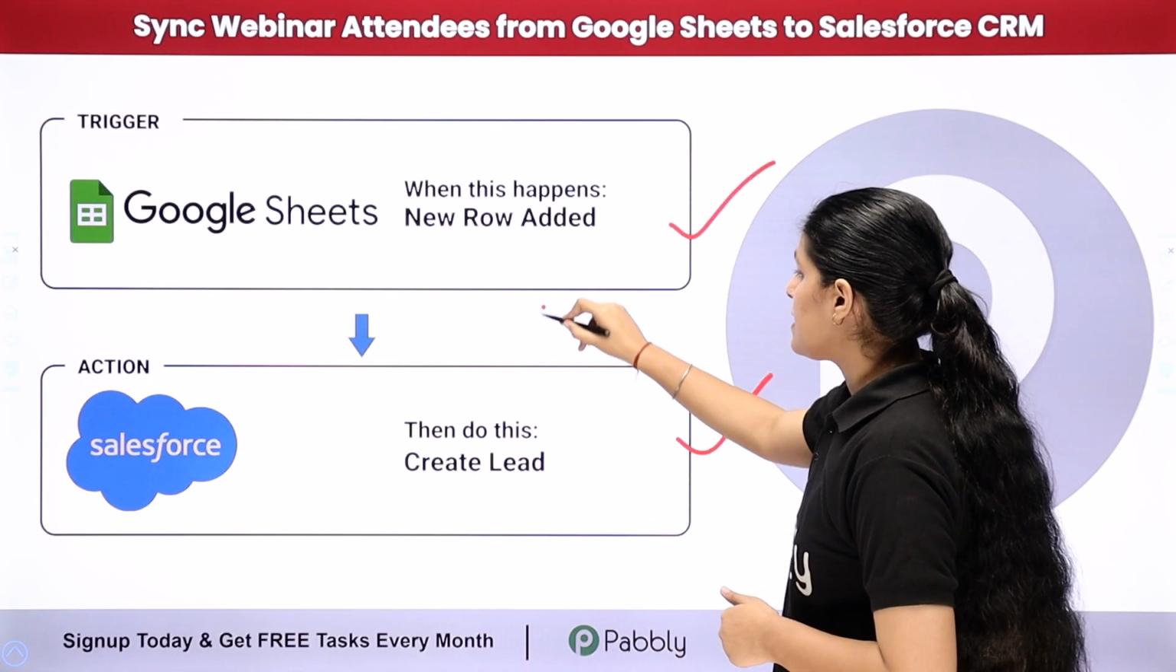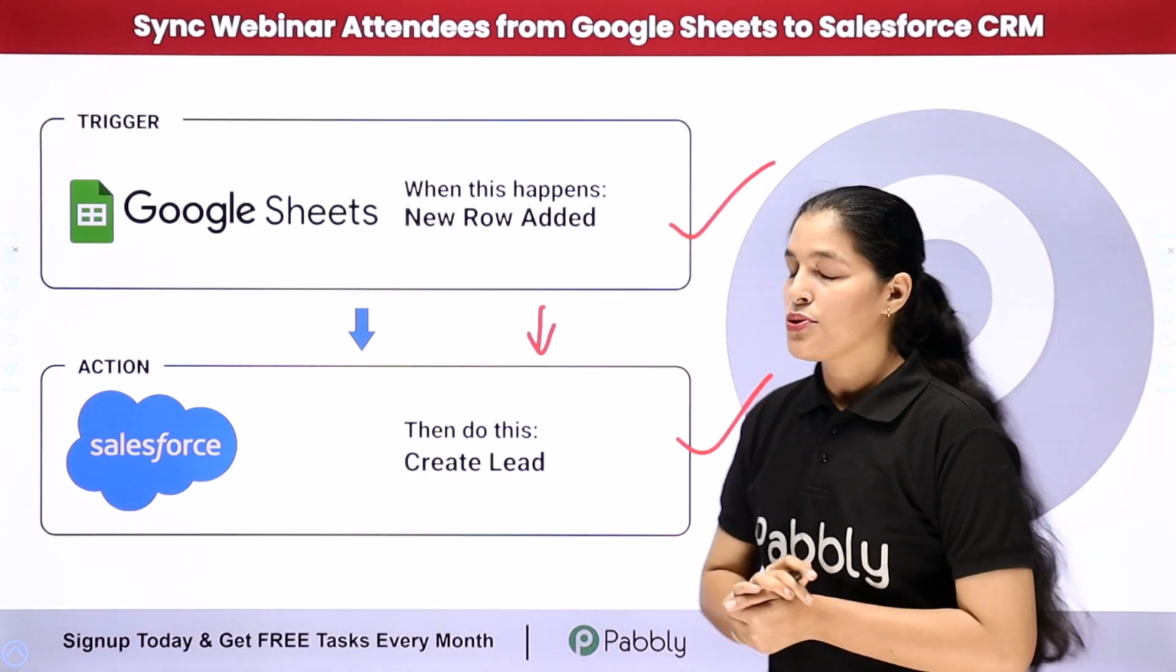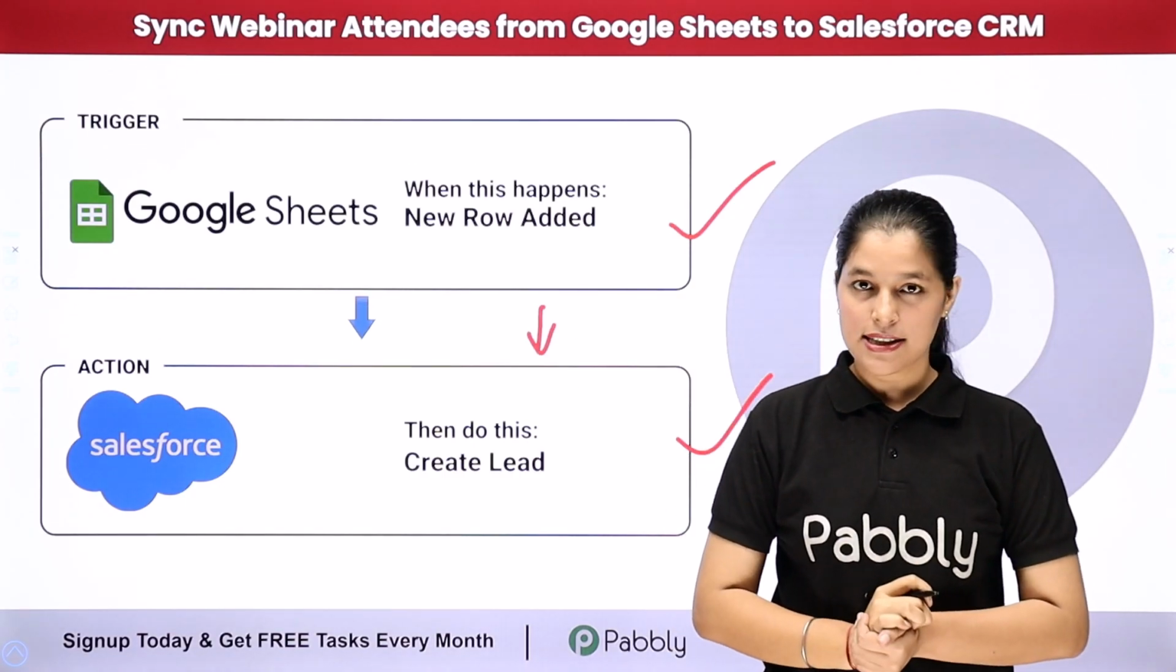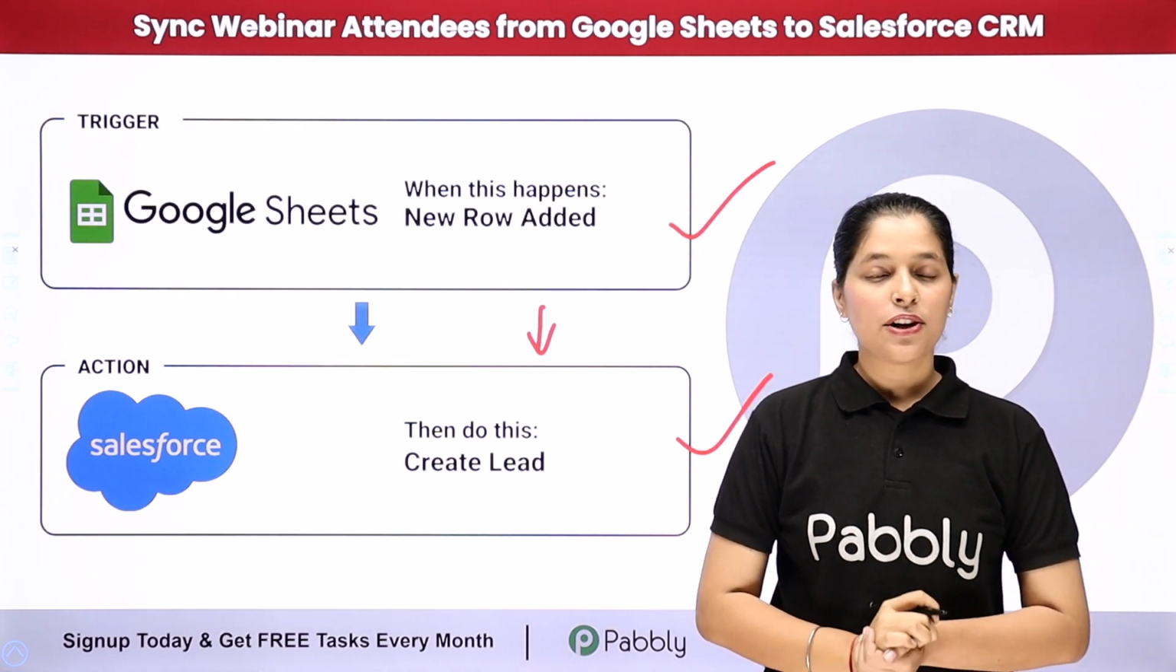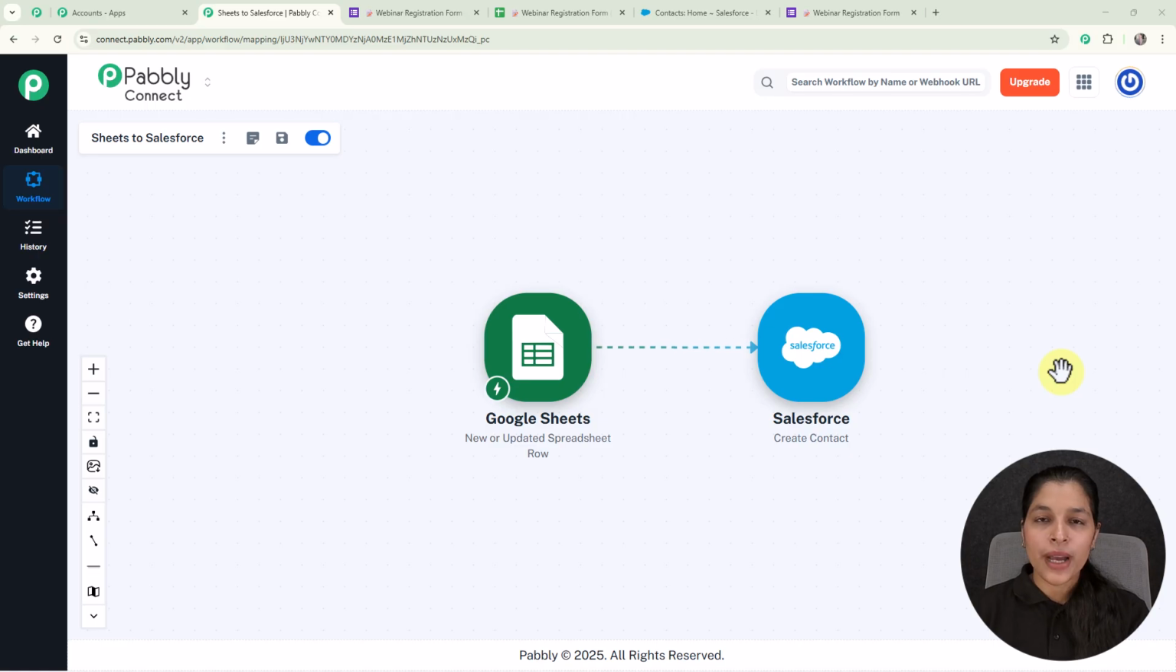For connecting these two applications, I am going to use an amazing automation tool, that is Pabbly Connect. If you also want to build this automation, then let me take you to my screen. Welcome to my screen. In this video, I am going to show you how you can log your webinar attendees to Salesforce by creating a contact from the Google Sheet.